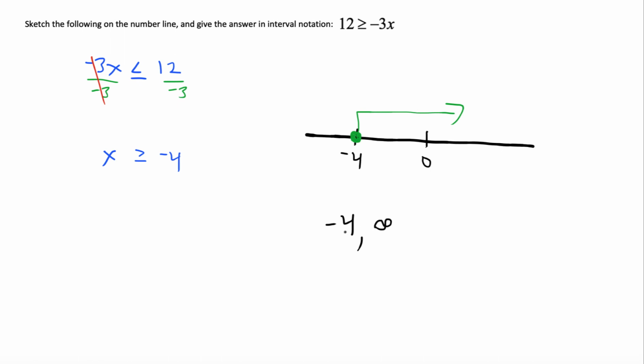But around negative 4, we have to put a bracket, because of the closed circle, because of the greater than or equal to here. So negative 4 is included, which means we put the bracket. Remember, infinity or negative infinity, they both always use parentheses. So in interval notation, the answer would be negative 4 comma infinity, with a bracket around the negative 4.